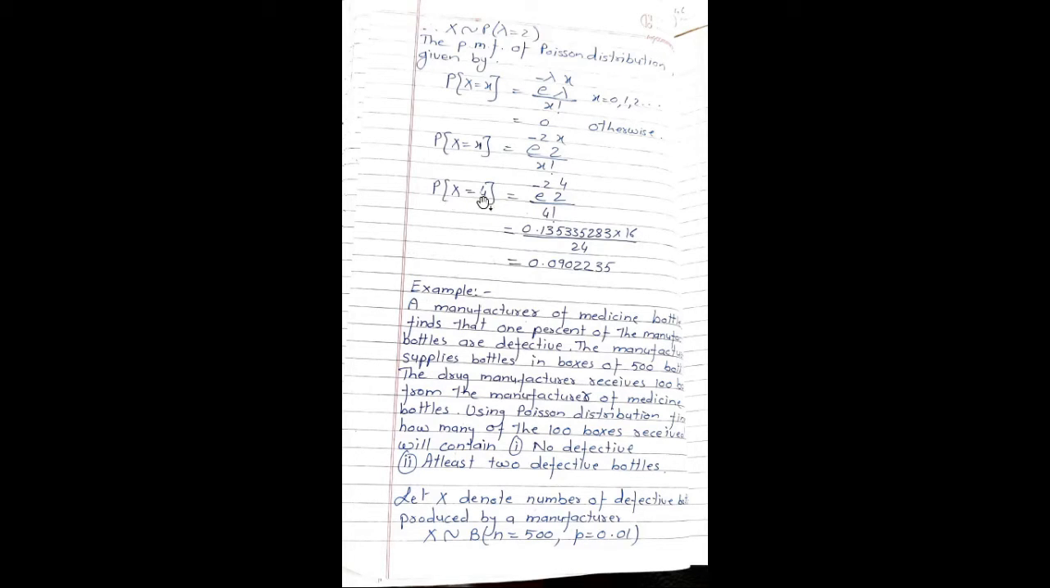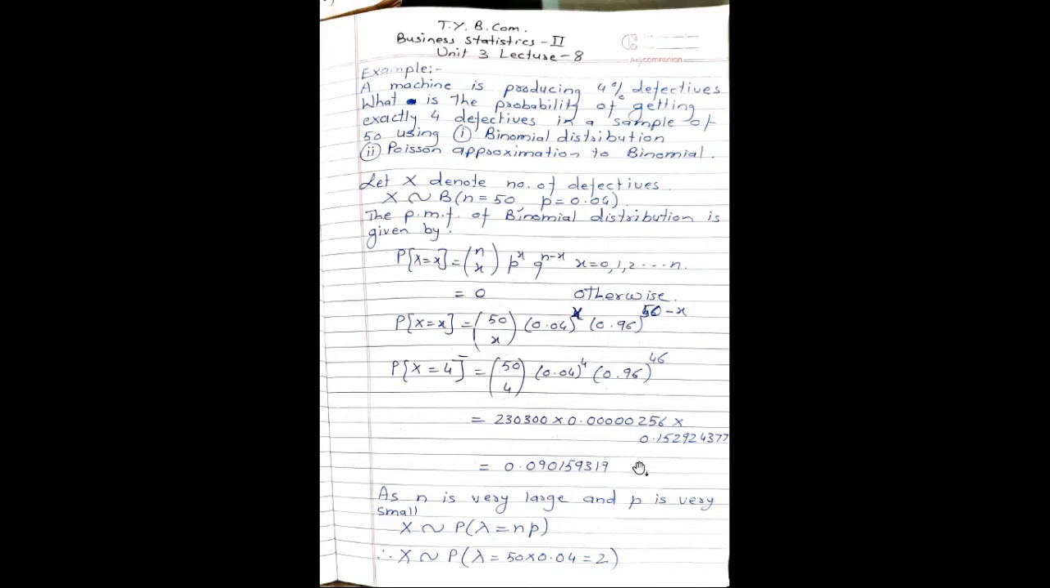So probability X is equal to 4 is nothing but e raised to minus 2, 2 raised to 4 upon 4 factorial. E raised to minus 2 value is 0.135335283 into 2 raised to 4 is 16 divided by 4 factorial is 24. So the answer becomes 0.0902235 and answer with binomial distribution was 0.09015. So both are equal.